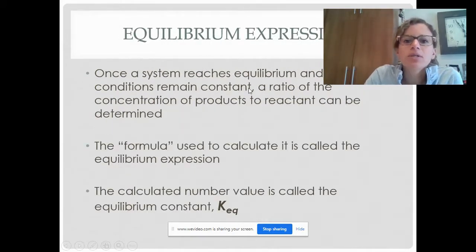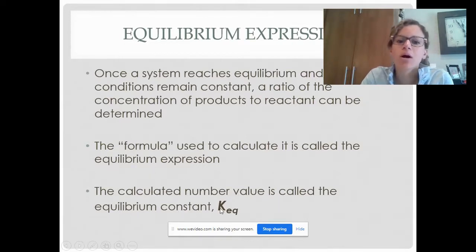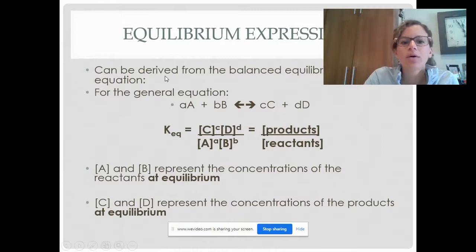Once a system reaches equilibrium and all conditions remain constant, a ratio of the concentration of products to reactants can be determined. This formula is used to calculate where along the equilibrium the reaction is, and it is called the equilibrium expression. The calculated number value is called the equilibrium constant, or KEQ, which you're going to become very familiar with. You can get it from the balanced chemical equation.